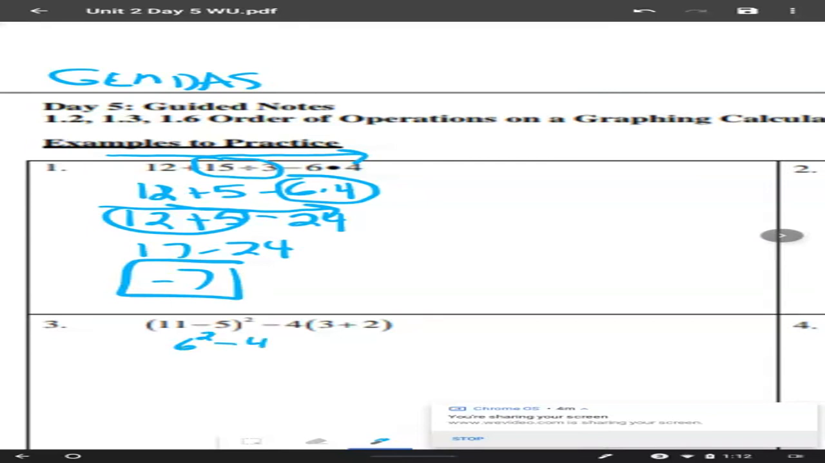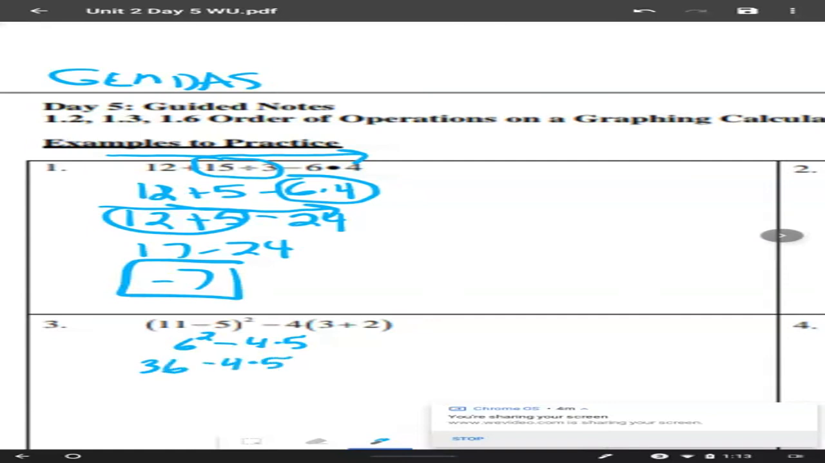This -4 is multiplied by something when it's right next to parentheses. That means always multiplication. So 3 times 2 is 5. If we go to GEMDAS, we just did our G, so my E would be my exponents. So 6 times 6 in my calculator would be 36. So that's the next thing that we do.